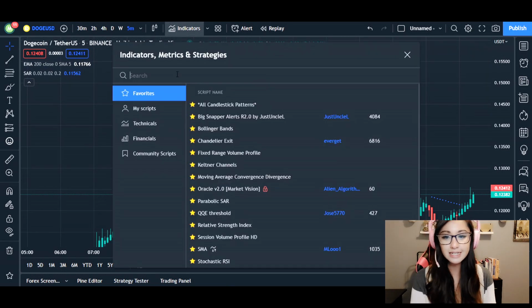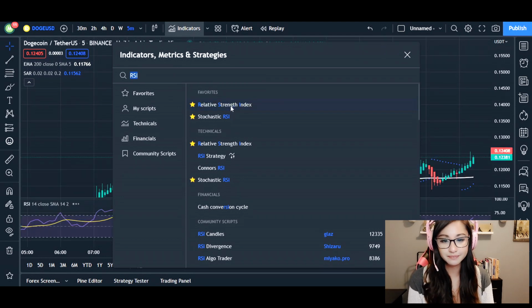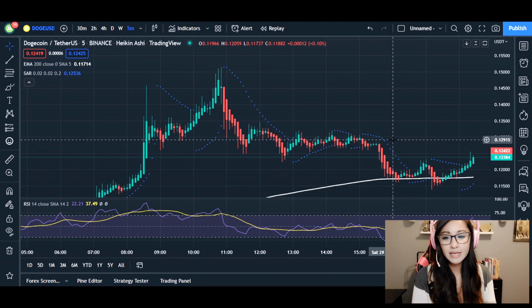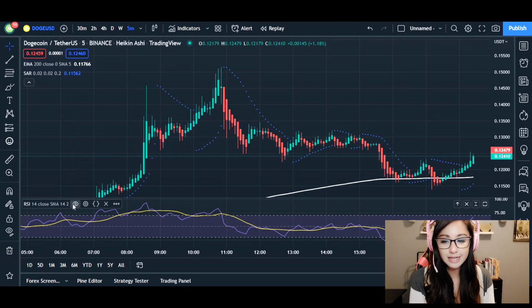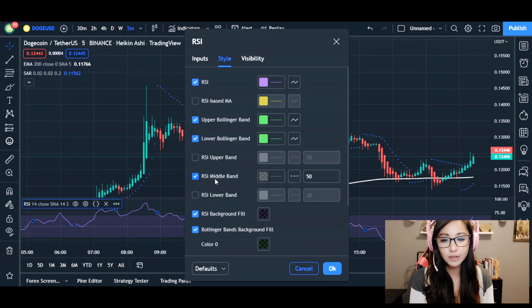The last indicator we are going to add is Relative Strength Index, or in short, RSI. Good. The only thing that we are going to change in the settings here, so we're going to click on settings at the very bottom. We are going to be taking off RSI based MA. We only need to work with one line here. We are going to remove the RSI upper band and the RSI lower band. We're going to focus only on the middle band and make sure that it is targeted at 50.